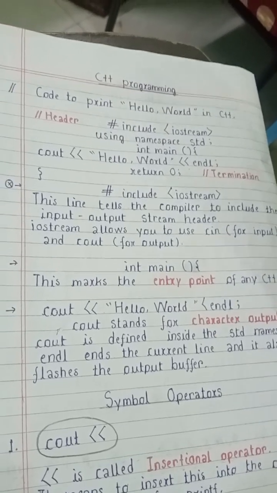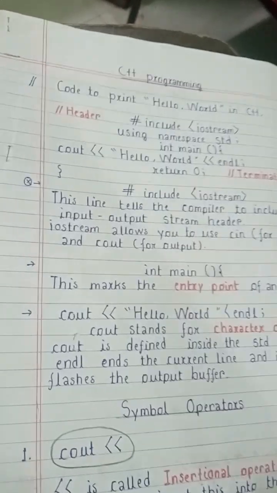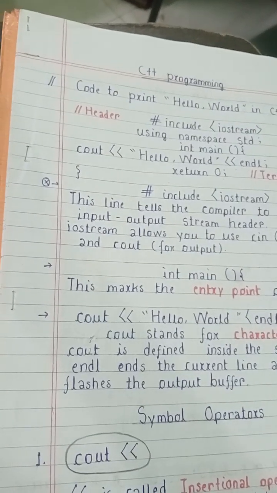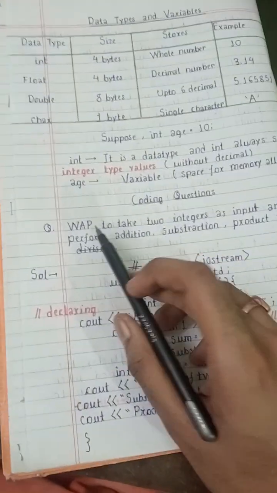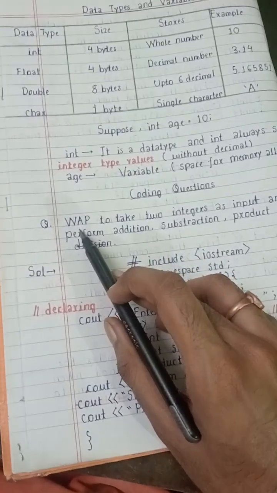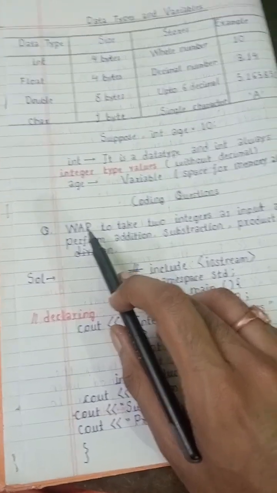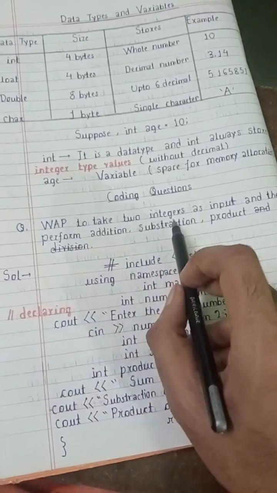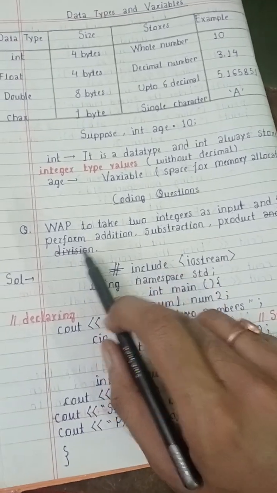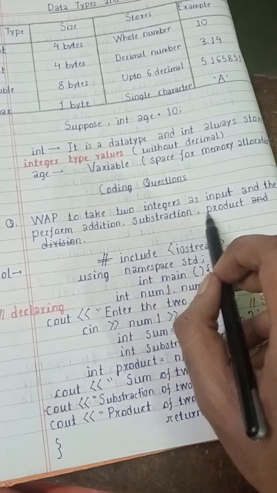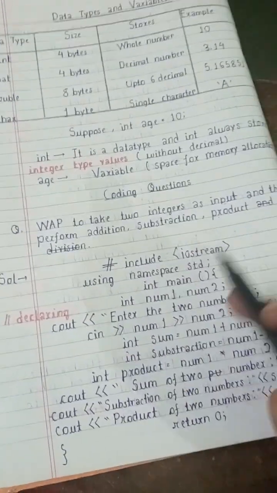Then it's okay. Now we will move to the second program. This is the second program. WAP, the abbreviation of WAP is write a program, to take two integers as input and then perform addition, subtraction, and product. Okay, now let me explain the code first.